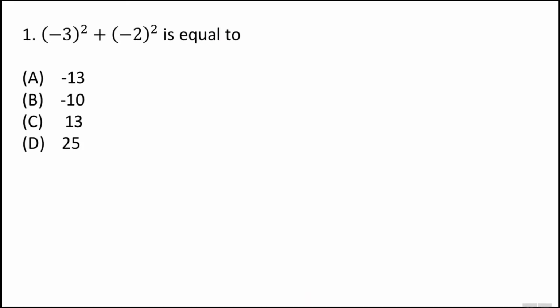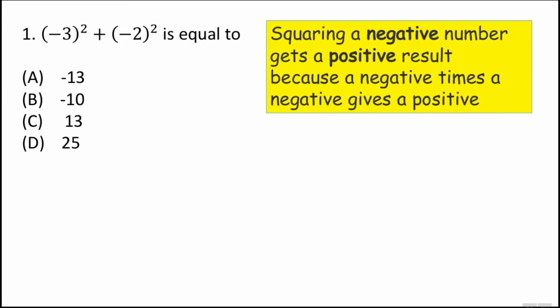So here we have (-3)² + (-2)² is equal to. Again, we need to remember what we mean by squaring negative numbers. If I square a negative number, I'll get a positive result because a negative times a negative gives a positive. So if I square negative 3, that's negative 3 times negative 3, and that should give me a positive 9.